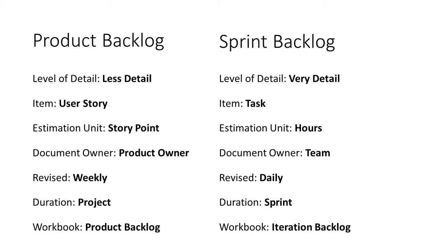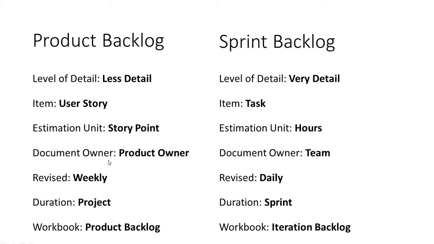The estimation unit for the product backlog is story points. A story point is basically the level, or you can say the complexity, of that particular user story. And the sprint backlog contains hours. So how we form the hours is from the task, depending on the complexity of the task.